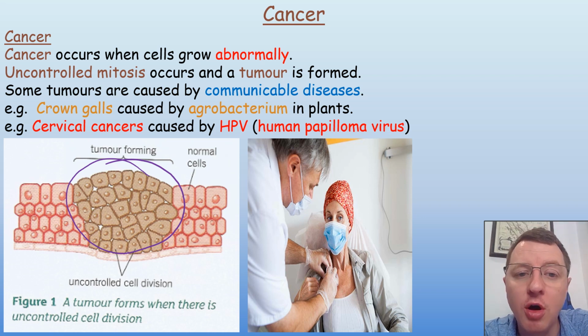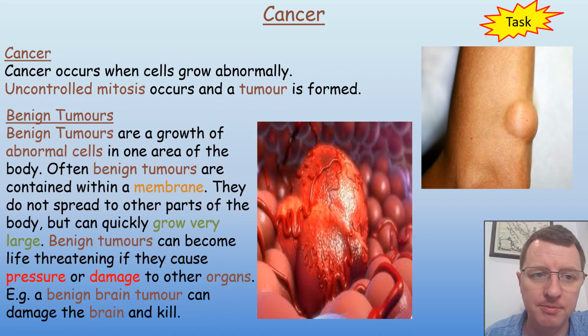So some tumours are caused by communicable diseases, like crown gall, which is a tumour in plants caused by the agrobacterium bacteria. And cervical cancer in women is caused by the HPV, human papilloma virus. So these are two examples of a cancer which can be caused by a pathogen, and therefore they are communicable diseases and can be spread. However, most cancers are non-communicable and cannot be spread from person to person.